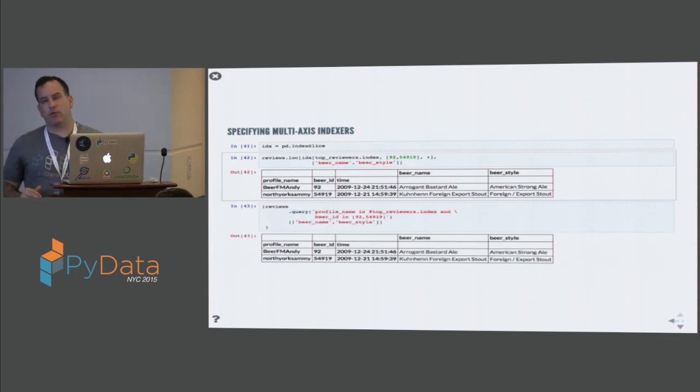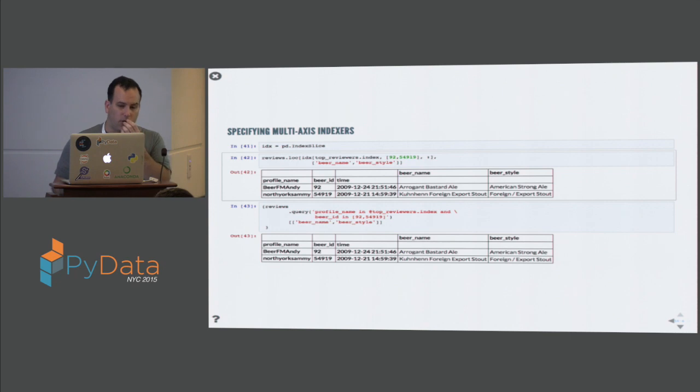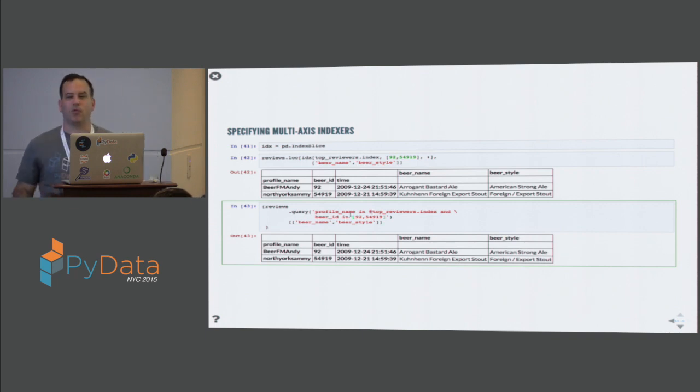Something we introduced not so recently is called query. This is actually a very convenient method. Unfortunately, it has to be a string. But you can use this little at sign to inject variables into the scope. Kind of a hacky trick there. But the advantage is you can almost write a SQL-like syntax, which some people may find useful.